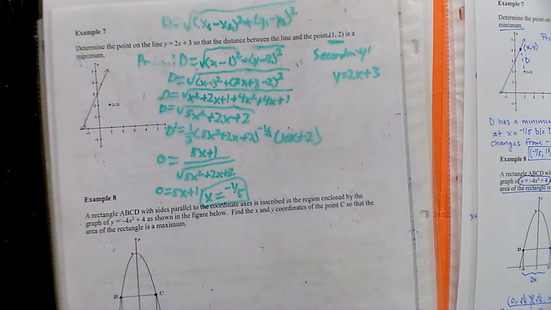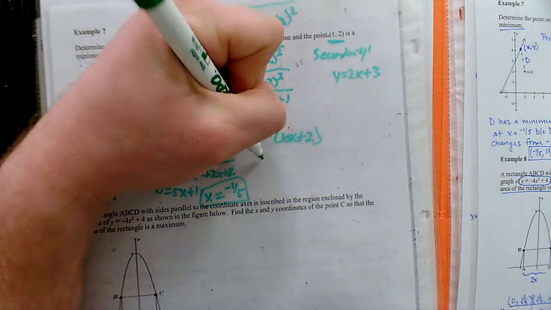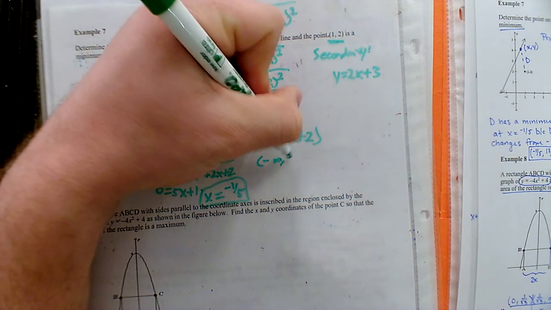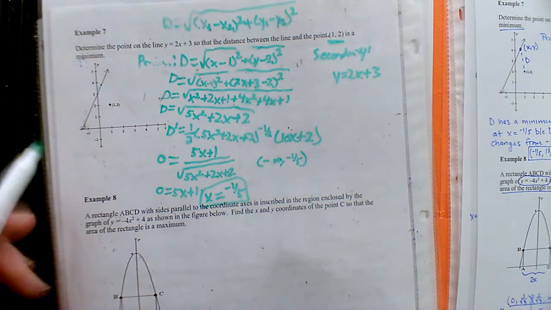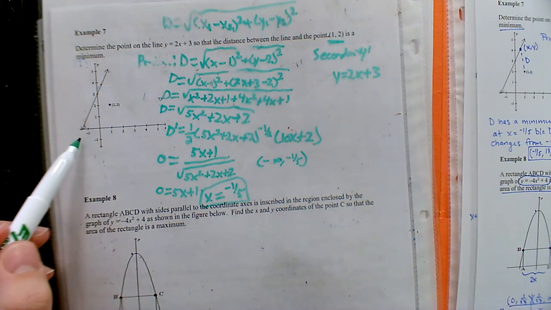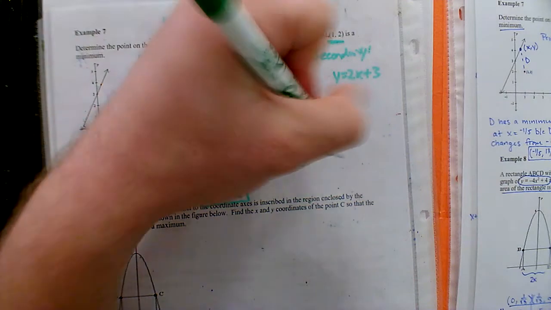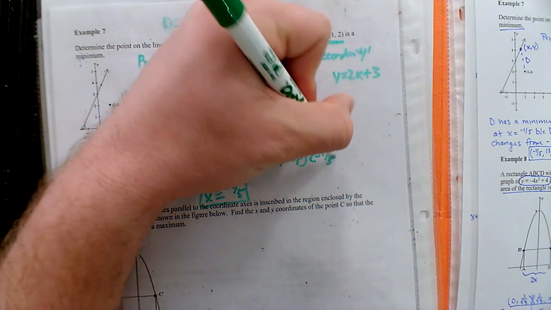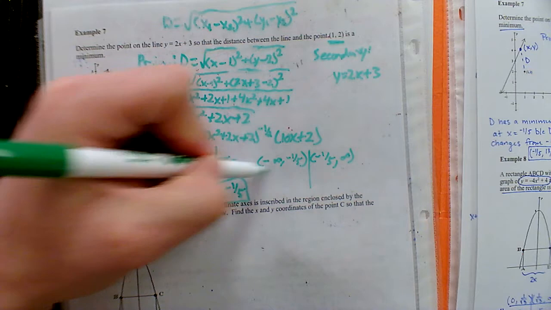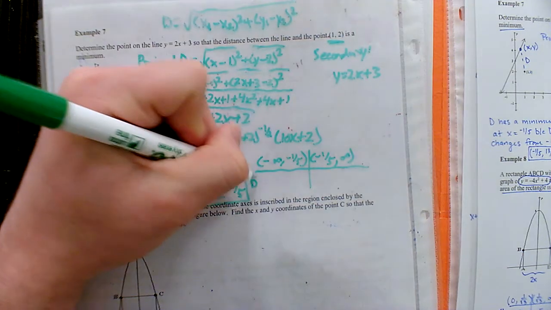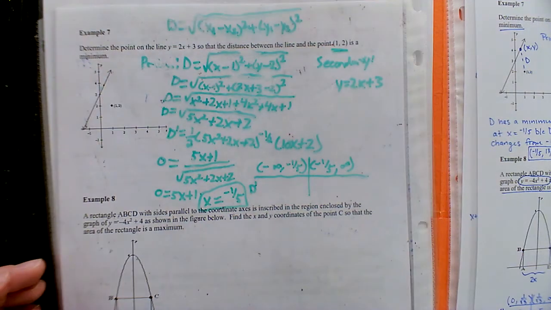Okay, we found the x value. We need to make sure that that will minimize. So again, create your table. Negative infinity to negative 1/5, because we're checking x values. It can be any x value on this line, and this line is going to continue on, so that's why we're starting at negative infinity. And then negative 1/5 to positive infinity, because it can be anywhere on the line. Check your signs for the derivative, positive or negative within those intervals.